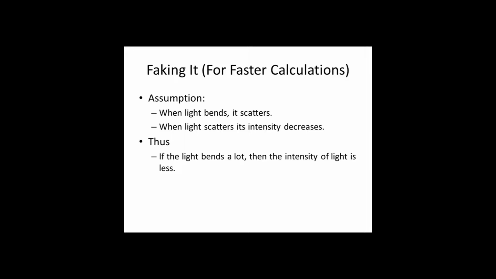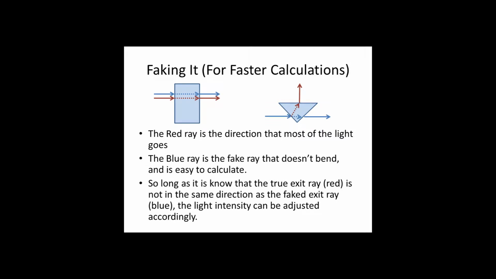That's the first assumption. And then when light scatters, its intensity decreases. Thus, if light bends a lot, the intensity of the light decreases a lot. So the diagram here shows how this applies to the ray tracing problem. The red ray is the direction that most of the light goes through in each of these diagrams, and the blue ray is the straight line fake ray that I'm simulating.